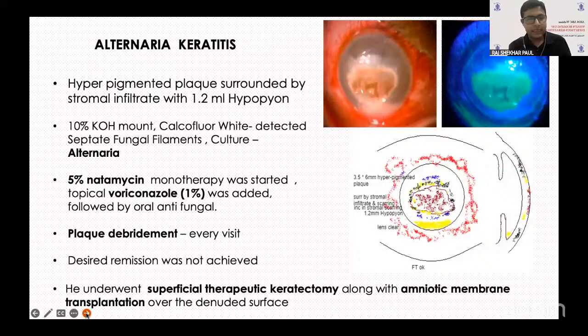This is an Alternaria keratitis, which presented with this black plaque. We started him on 5% natamycin, followed by voriconazole. Plaque debridement was done on every visit.